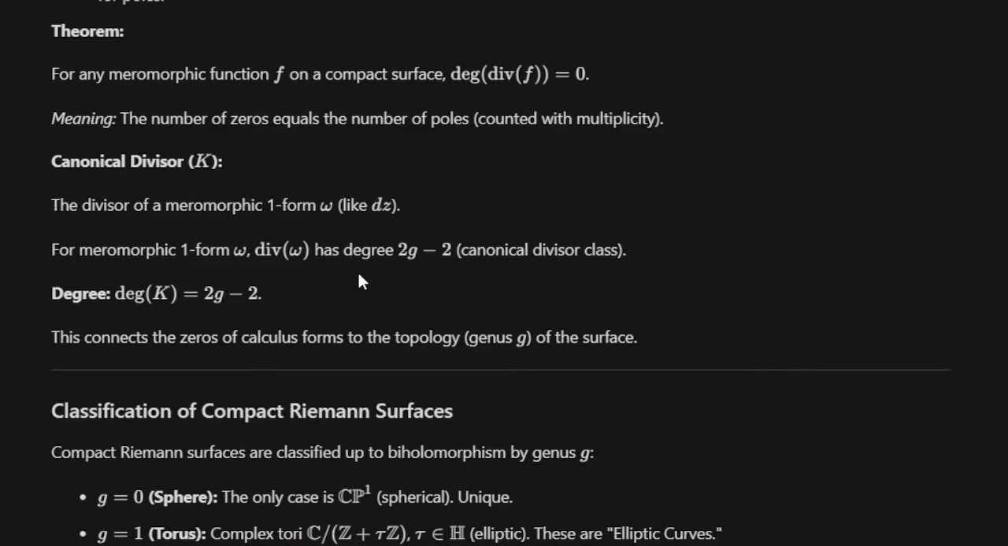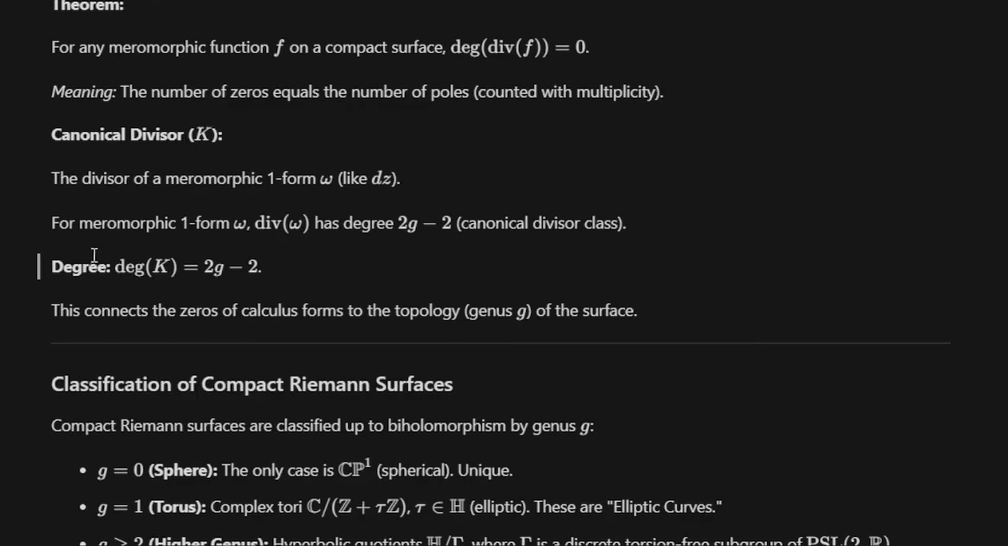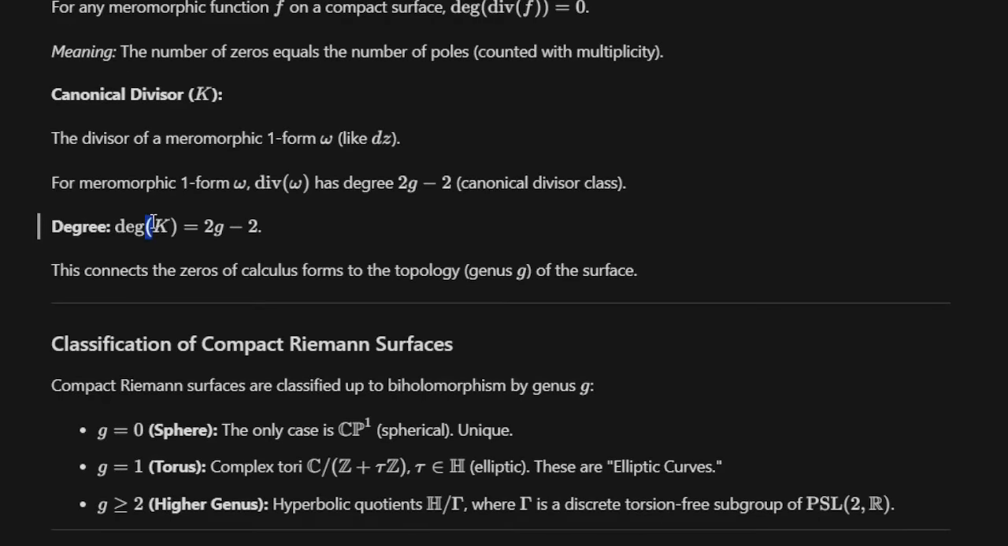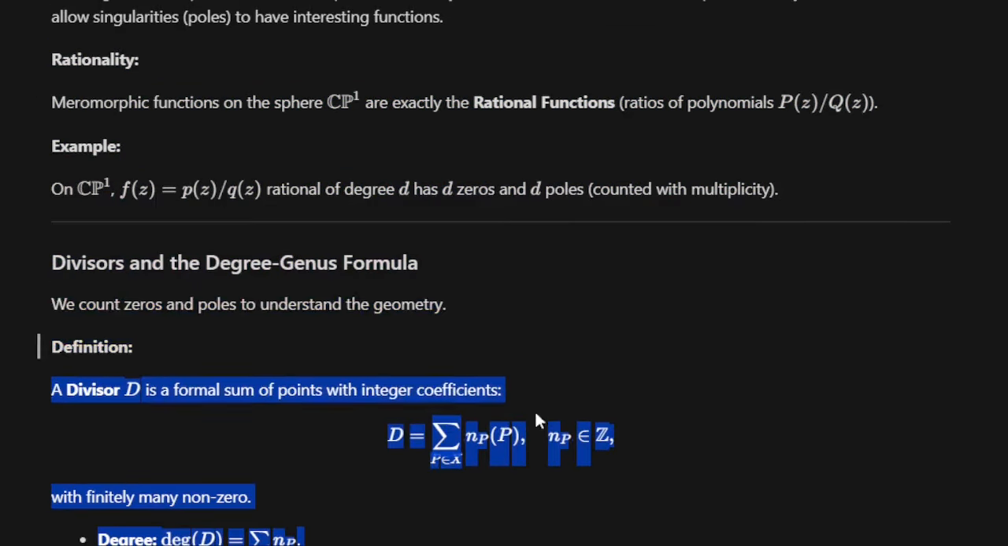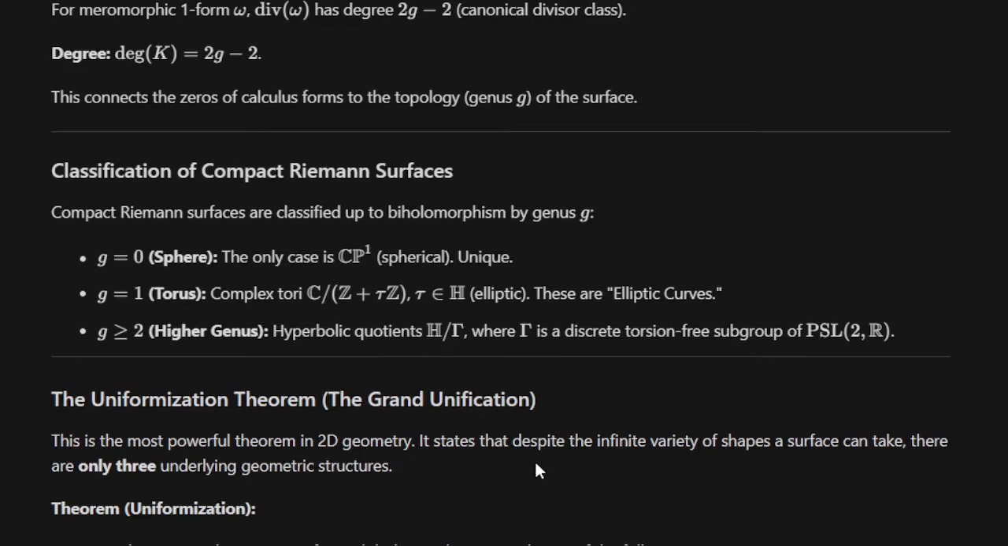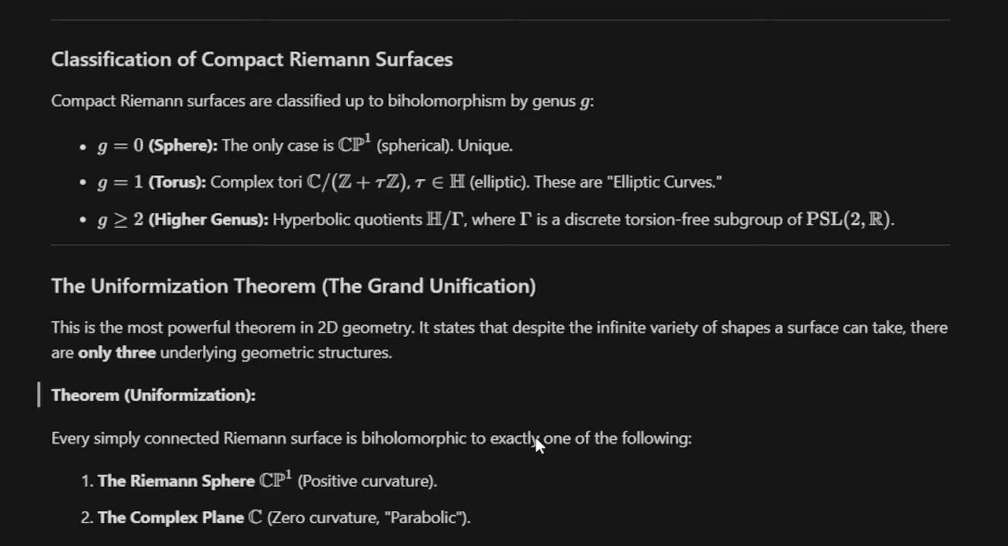The canonical divisor is just the divisor of a meromorphic one form, like let's just say dz. For a meromorphic one form omega, the divisor of omega has degree 2g minus 2, and it defines the canonical divisor class. Again, it just depends on the genus of the surface. The degree of the canonical divisor is 2g minus 2. And this connects the zeros of calculus forms to the topological genus of the surface. This is really, really interesting stuff. I highly recommend you look up videos on this after you watch my video. But we can basically classify complex Riemann surfaces.